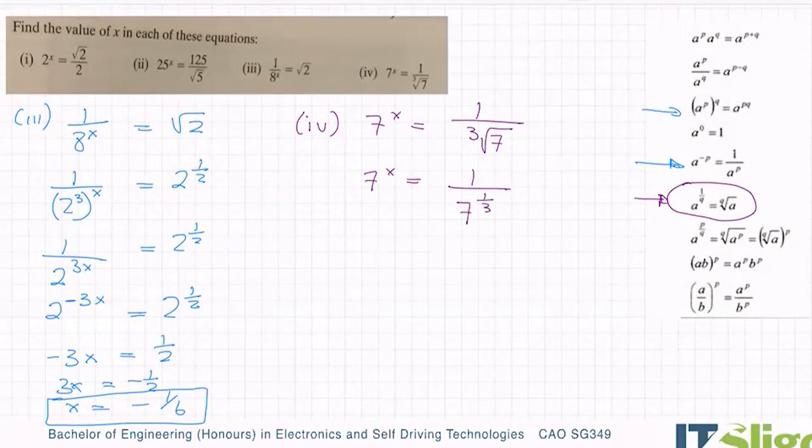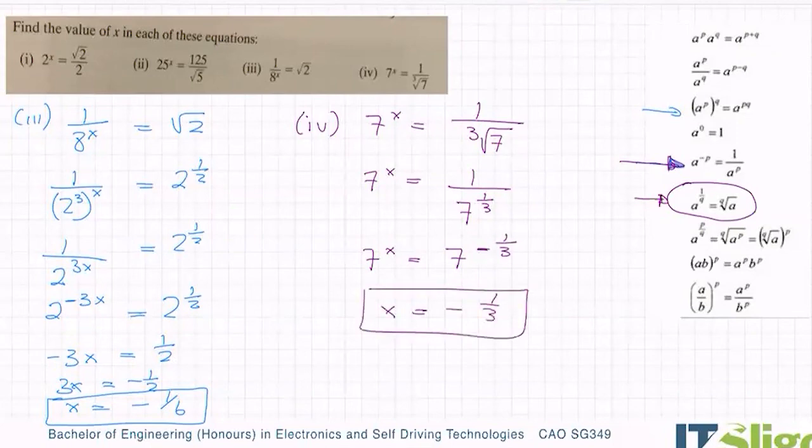Okay, need to bring it above the line. So it's going to be this one. So it's 7 to the power of minus a third. Drop the base numbers, equate the powers. Okay, so once you get in on these, they're not too bad. Just the rules of indices, and try and think where you're getting to. Have the base number the same, equate the powers.